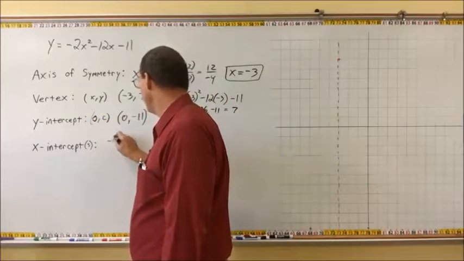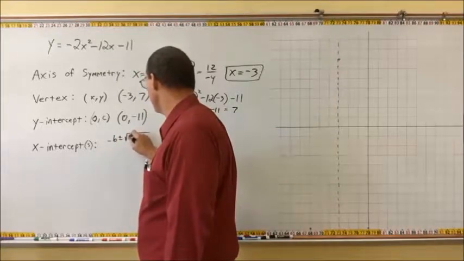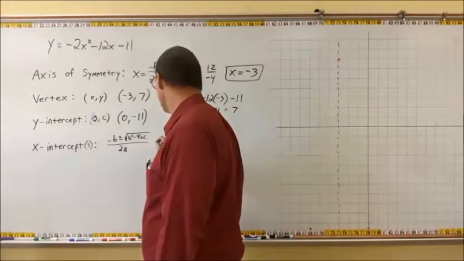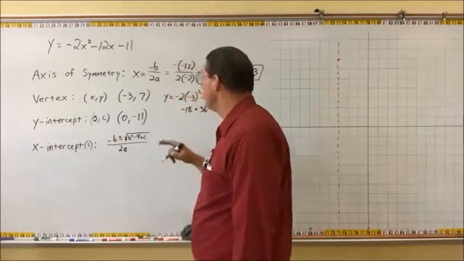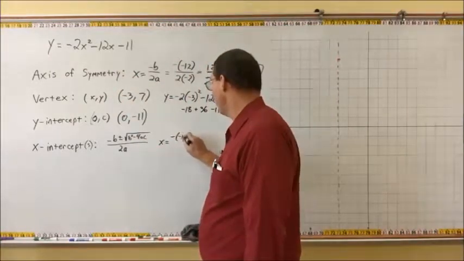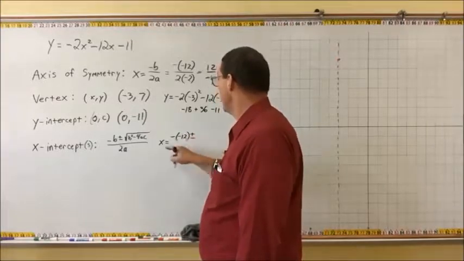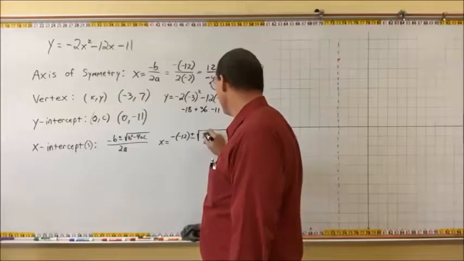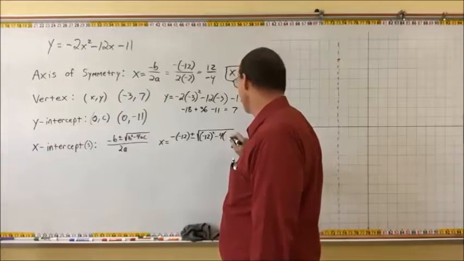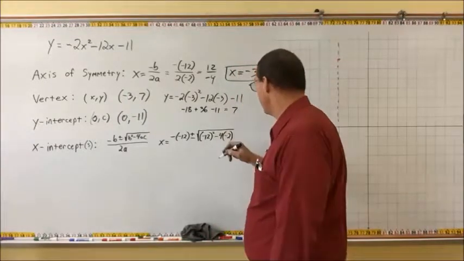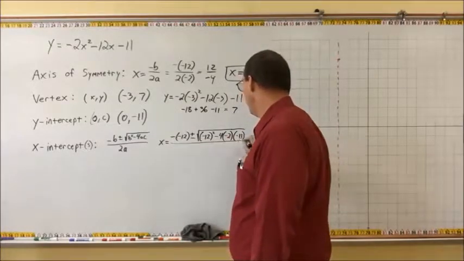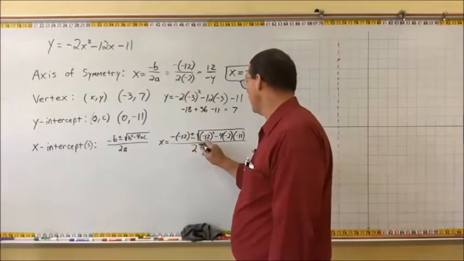So we'll have negative b plus or minus the square root of b squared minus 4ac all over 2a. So x, in this case, is going to be equal to negative b. b is negative 12, so that's negative 12, plus or minus the square root of b squared, that's negative 12 squared, minus 4 times a is negative 2, and times c, and in this case c is negative 11, all over 2 times a, and a is negative 2.